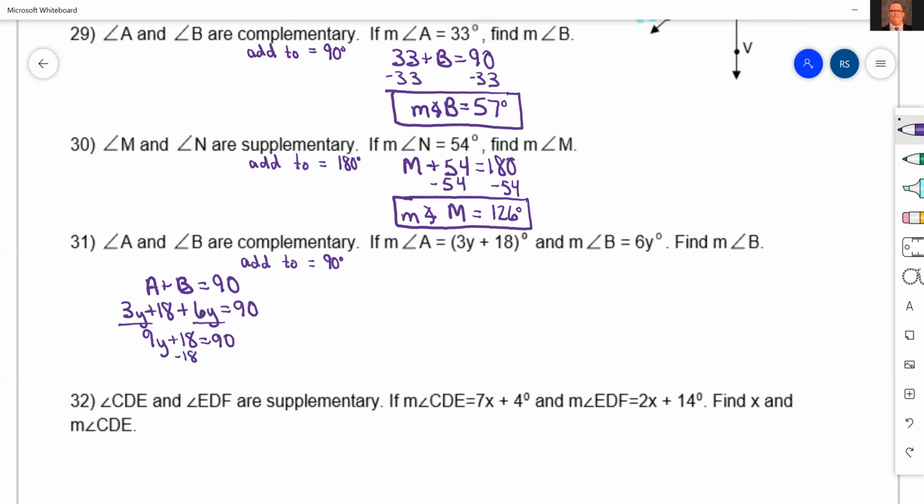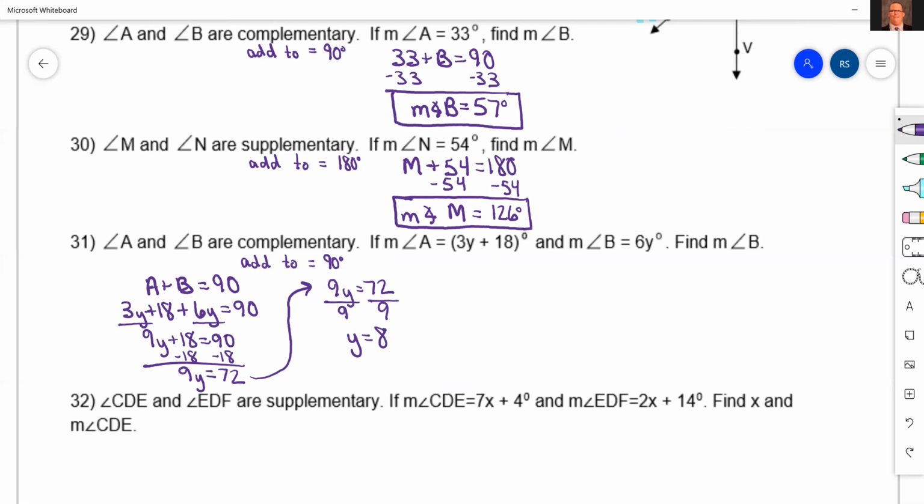Subtract 18. And get 9y equals 90 minus 18 is 72. I'm out of room down there, so I'm going to bring this up here. Divide by 9. I'm going to get y equals 8.